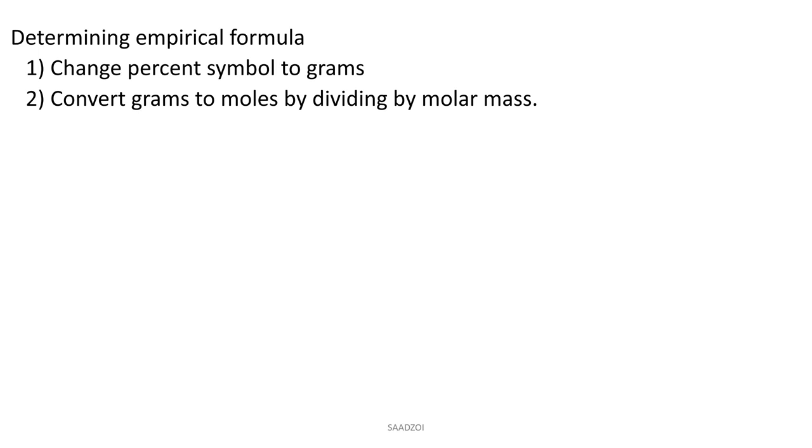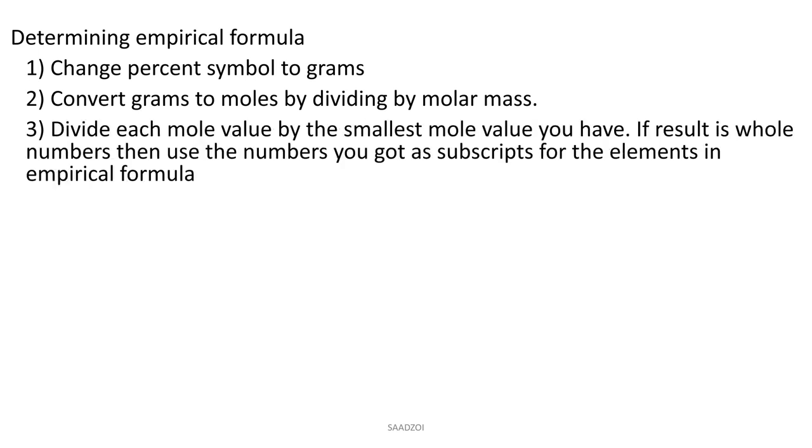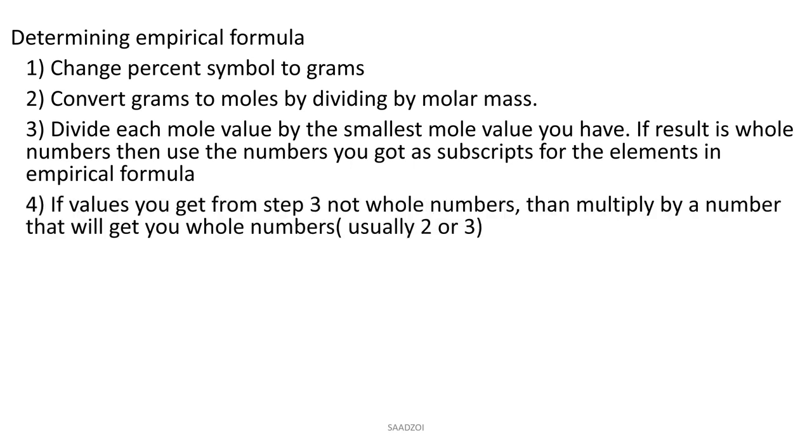Convert the grams to moles by dividing by the molar mass. Typical route to get our moles. Divide each mole value by whatever the smallest one is. So you're going to have multiple mole values at this point for each of the chemicals inside that unknown. Divide all of them by whatever the smallest mole value is. If the values you get from step 3 are not whole numbers, then you multiply by a number to make them whole, usually 2 or 3. And this will make more sense once we do an example.